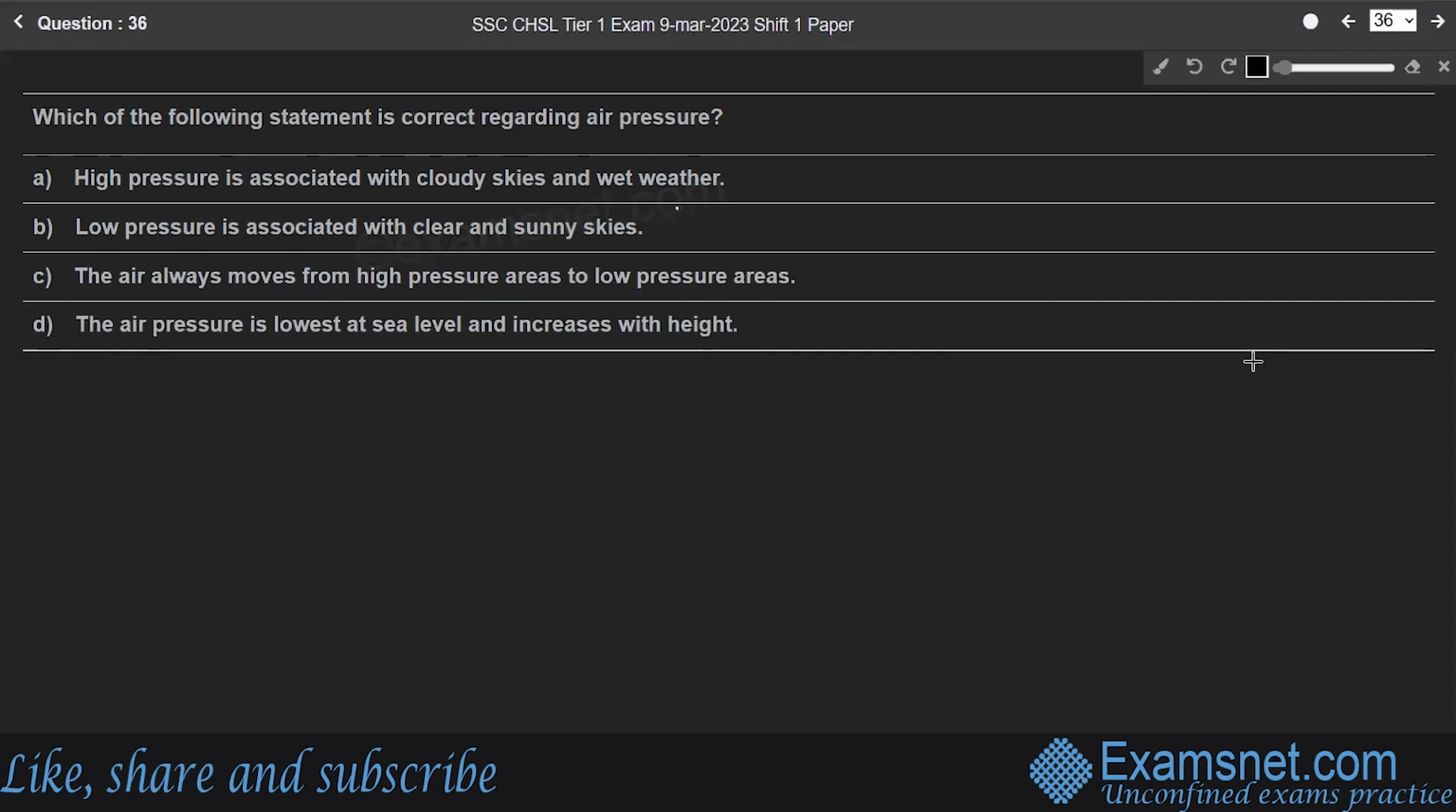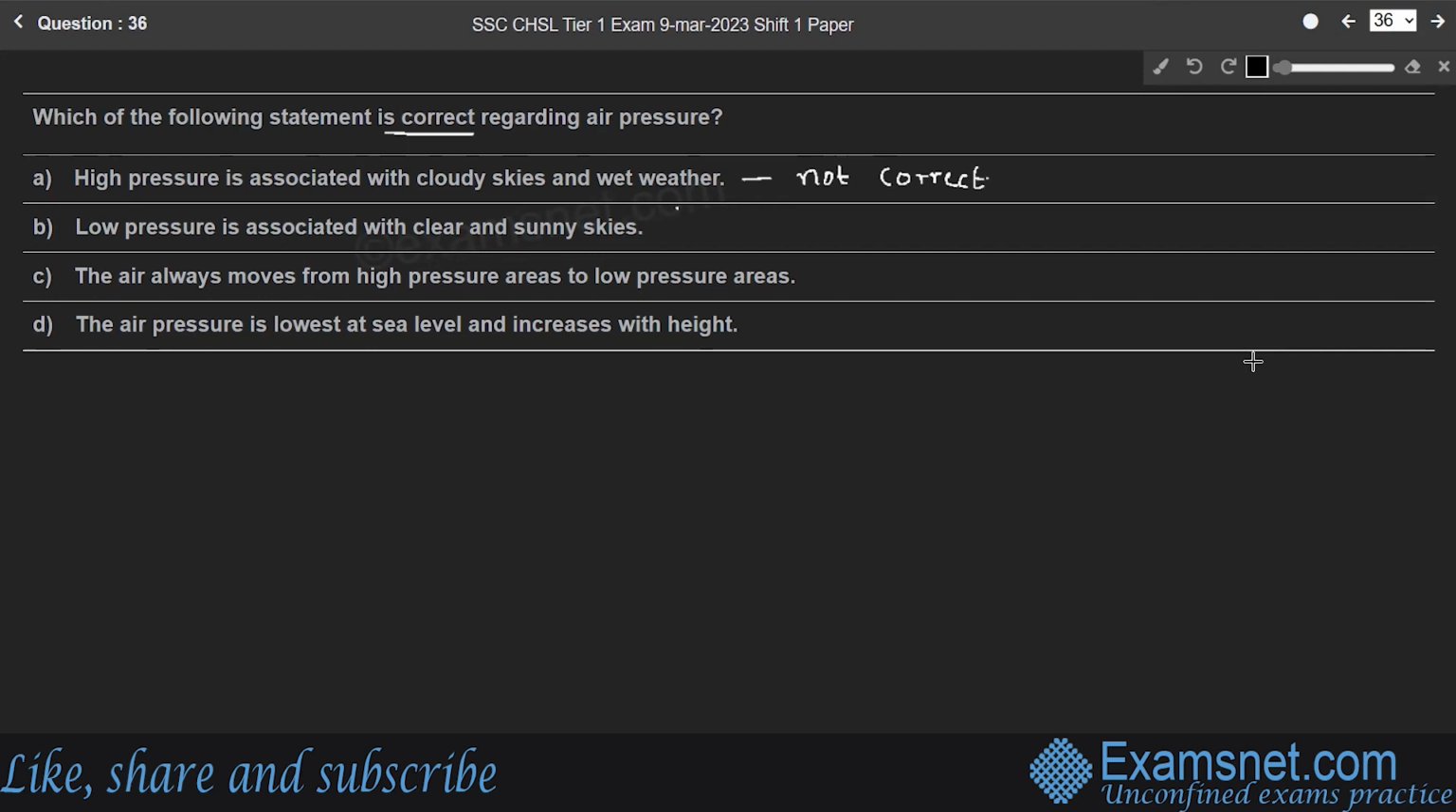Question 36. Which of the following statement is correct regarding air pressure? So regarding air pressure, here the first option, high pressure is associated with cloudy skies and wet weather. Here, high pressure is generally associated with clear skies and calm weather, not cloudy and wet weather. This is because high pressure involves air sinking towards the surface of the earth, which inhibits cloud formation. Therefore, first option, option A is not correct. Not correct.